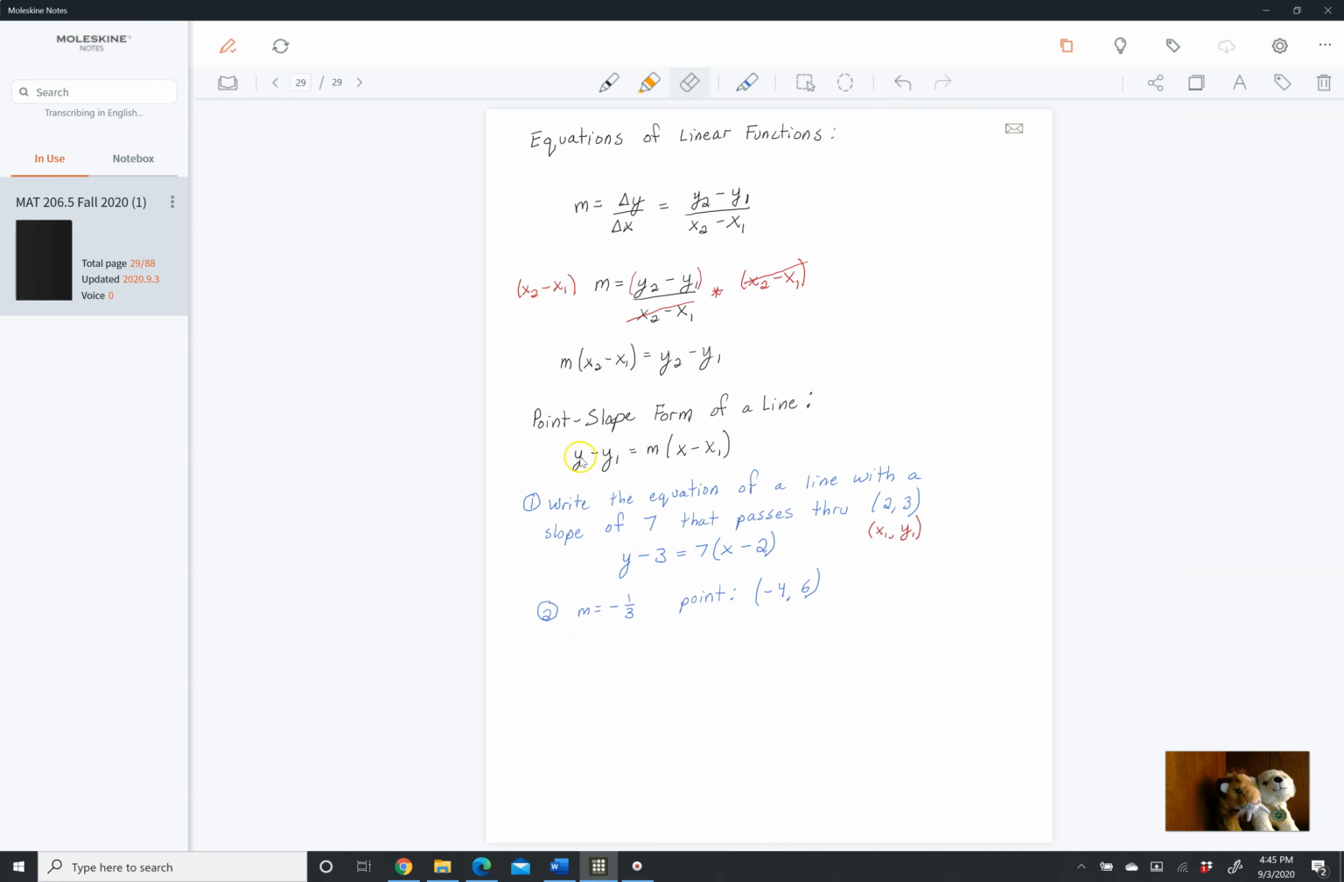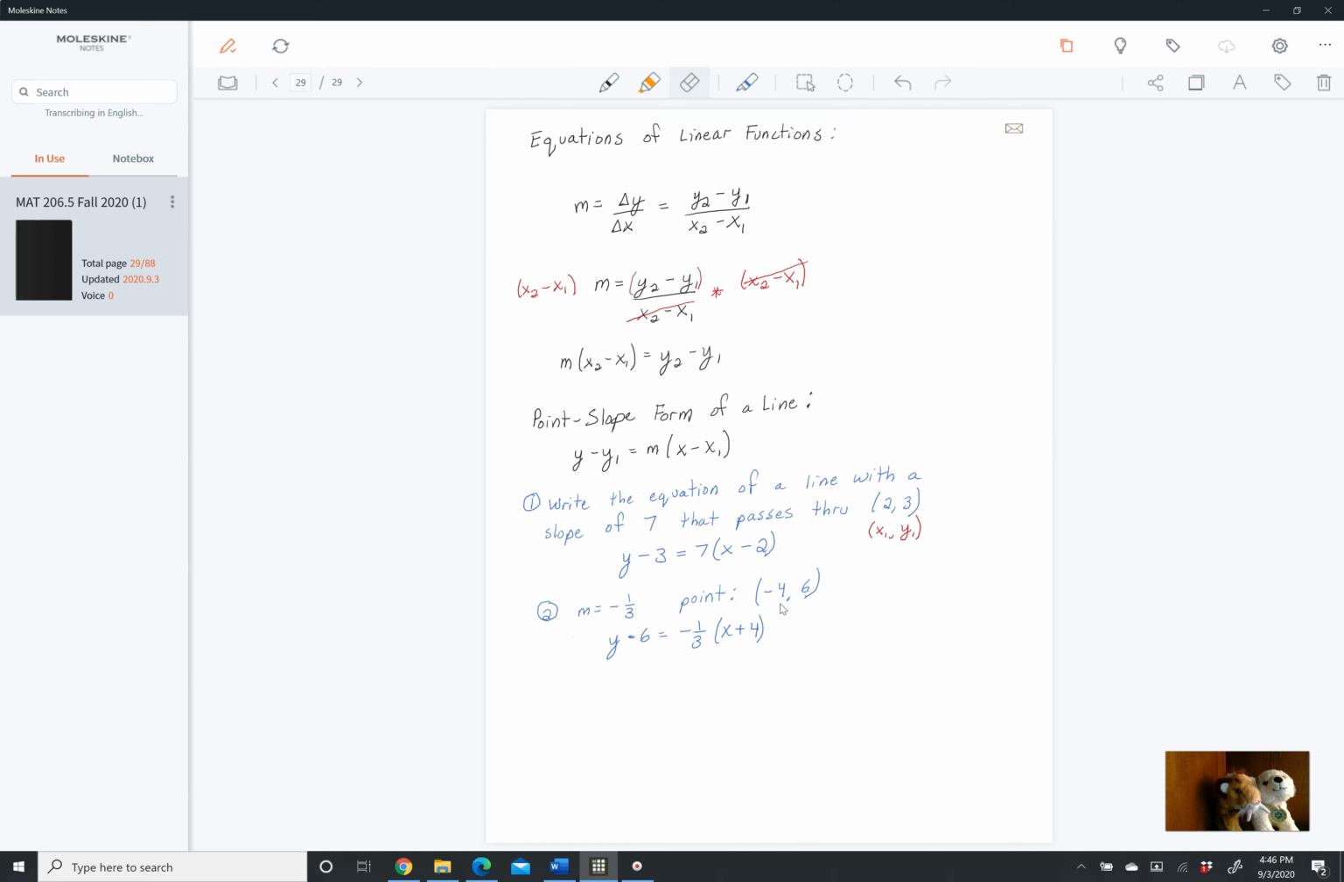Here's our point. So it's y minus y1. So our y1 is 6 here. We go to our point and we look at the y value. So we have y minus 6 is equal to our slope, m, negative 1/3, and then we have x minus x1. So x, and then minus negative 4. Don't write it as minus negative 4. That's not really elegant. The way that we write it instead is as x plus 4.